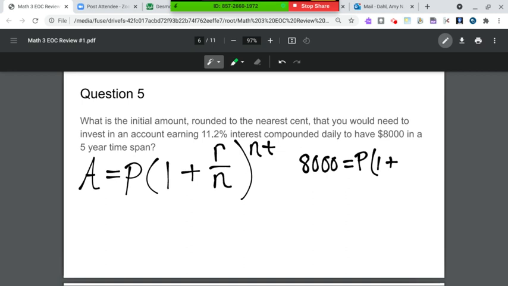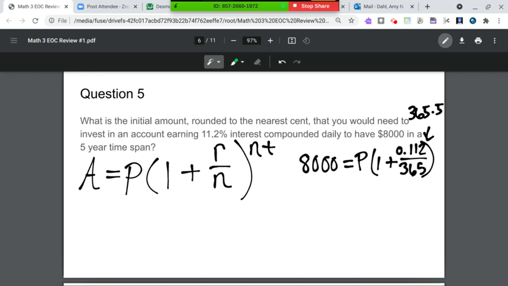1 plus, what's your rate as a decimal? 0.112. Thank you, Ananya. What's compounded daily? 365. Raised to the power of 365 times 5. So this power, I don't have room. 365 times 5, which is 1,825 when you do the multiplication.